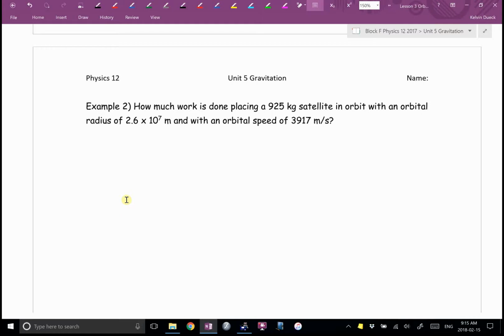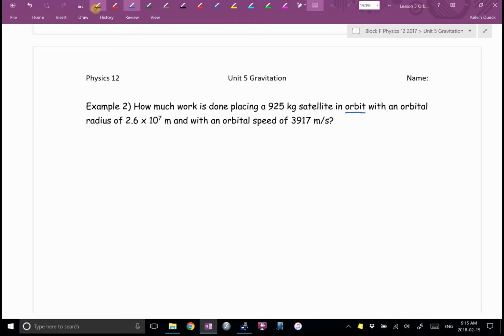Work what? So here's the key phrase. Can you all look up? We're putting it into a stable orbit. What does it want me to find? Can I use force times distance? Why not? Because the force of gravity does what as I go further and further? It's changing, and force times distance only works for a constant force.